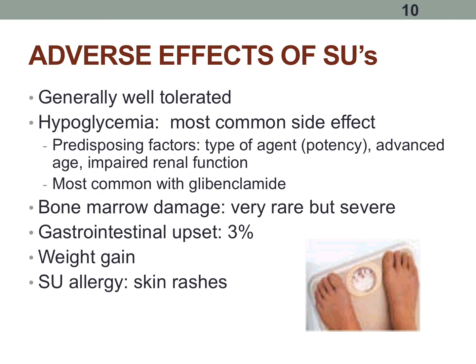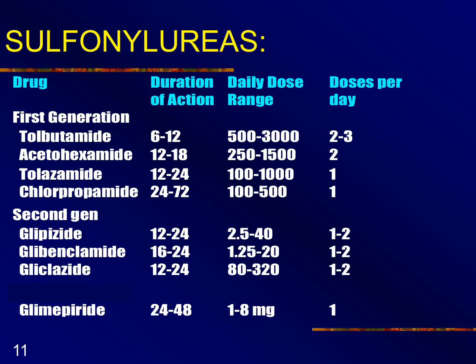Now, very rarely, because they are SUs, they have a sulfa moiety, they can cause actually bone marrow damage as well as some allergies, some skin rashes. And because insulin is released whenever you drink sulfonylureas, there will of course be weight gain, which is attributed to the insulin release. Now, like I told you already, there are first and second generation sulfonylureas. We only have the second generation now. You don't have to memorize this particular table.